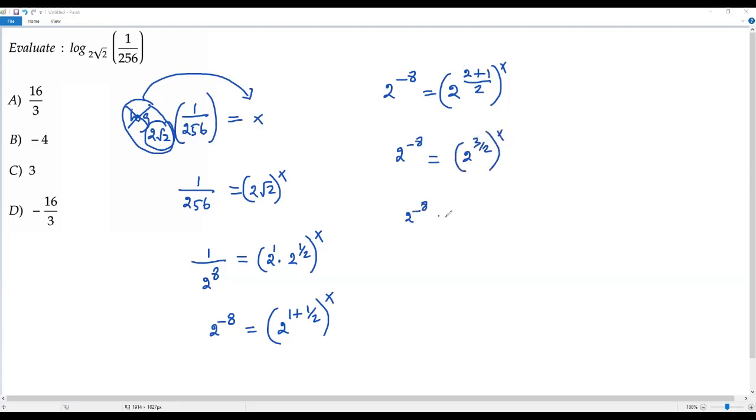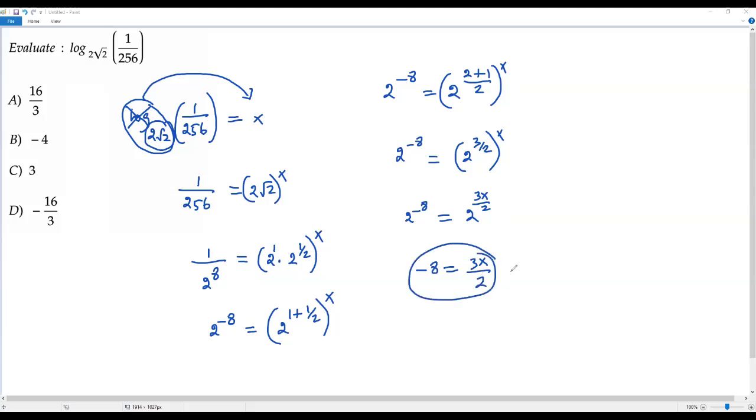2 to the negative 8th power equals, here we have base 2 and exponent 3 over 2, and for this complete stuff we have the exponent x. Whenever we have two exponents like this, we can multiply the two exponents. Then I'm getting 2 to the power of 3x over 2. When I multiply 3 over 2 and x, I'm getting 3x over 2. Consider the left side, 2 to the negative 8th power, and the right side, 2 to the power of 3x over 2. On both sides, we have the same base. Whenever two terms are equal with the same base, we can equate the exponents. Then I'm getting negative 8 equals 3x over 2.